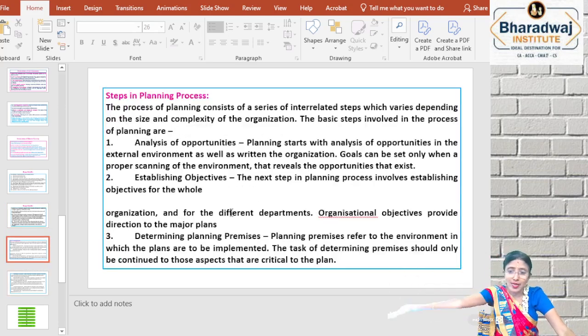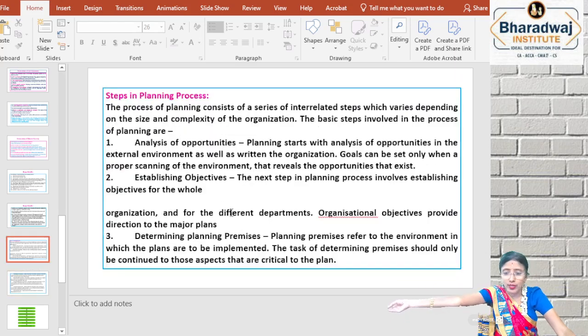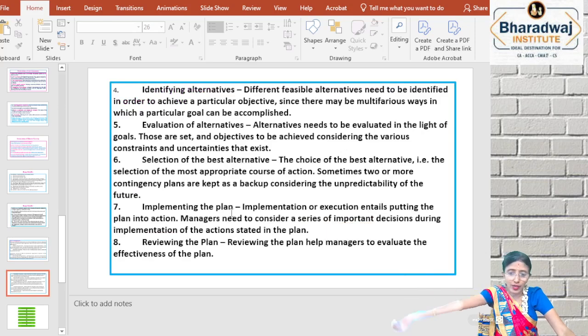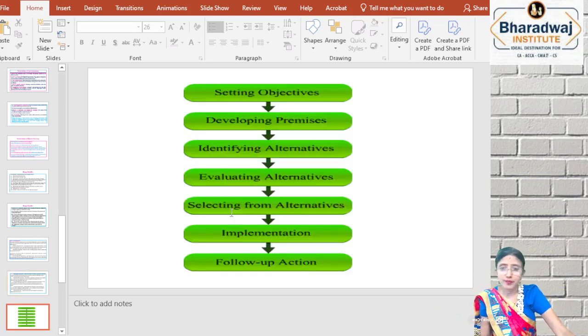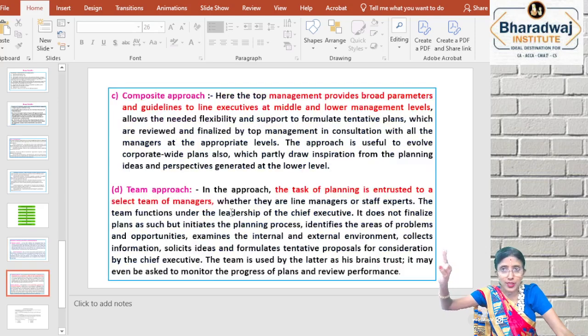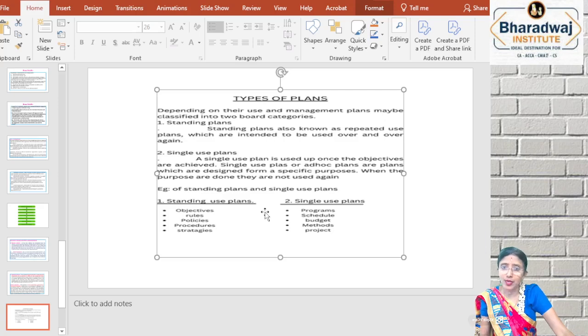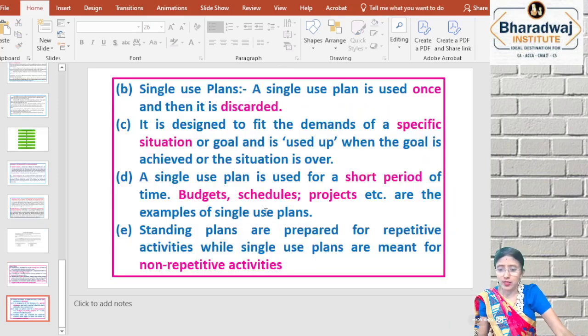What is the process? Analysis of the opportunities, establishing objectives, determining the planning premises, identifying alternatives, evaluating the alternatives, selection of the best alternative, implementing the plan, reviewing the plan. Okay, that's what we gave in chart form. Approaches to planning, you remember: top down approach, bottom up approach, composite approach, team approach. You remember all the four approaches. Types of planning: single use plans and multi use plans.